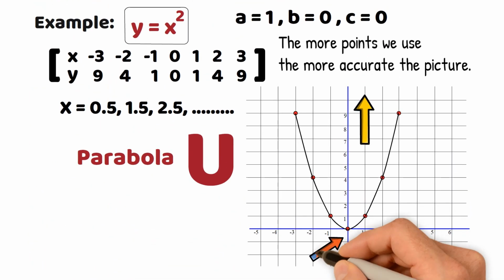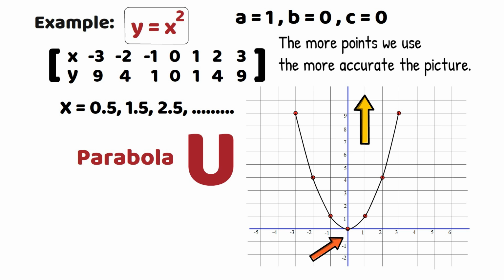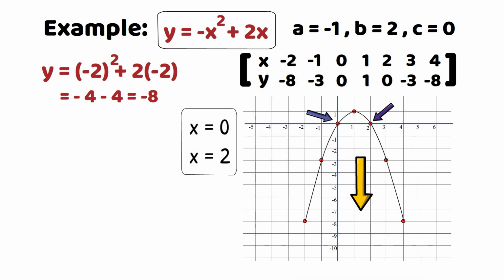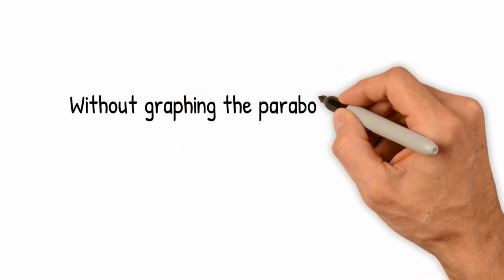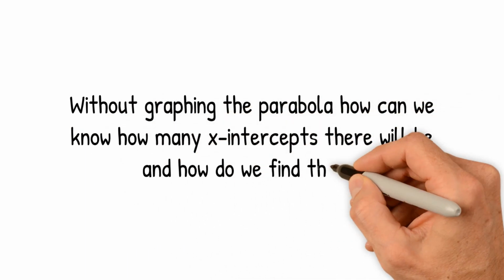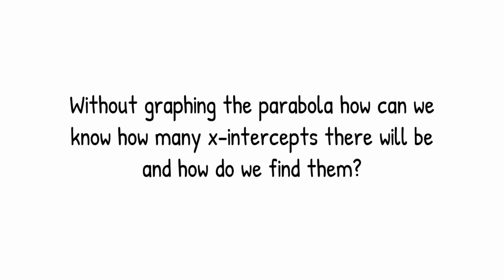If the parabola touches the x-axis, as in the first example, then there will be one x-intercept. If a parabola cuts through the x-axis twice, like in the second example, then there will be two x-intercepts. So the question is, given a parabola of y equals ax squared plus bx plus c, without graphing the parabola, how can we know how many x-intercepts there will be, and how do we find them?